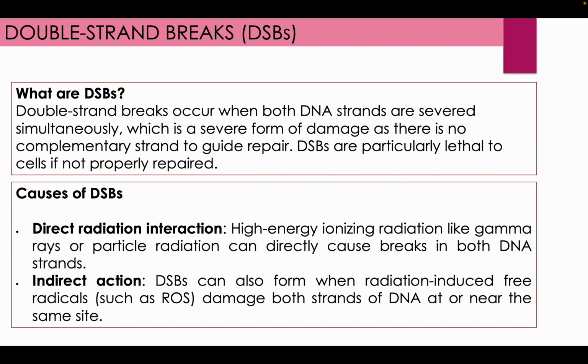So, what are the causes of DSBs? For the direct radiation interaction, there is a high energy ionizing radiation like gamma rays or particle radiation that can directly cause the breaks in both DNA strands. And as for the indirect action, DSBs can also form when radiation-induced free radicals such as the ROS or the reactive oxygen species damage both strands of DNA at or near the same site. So those are the direct and indirect action causes of DSBs.